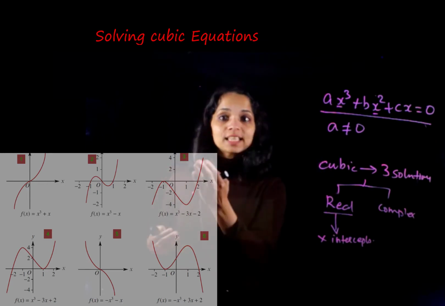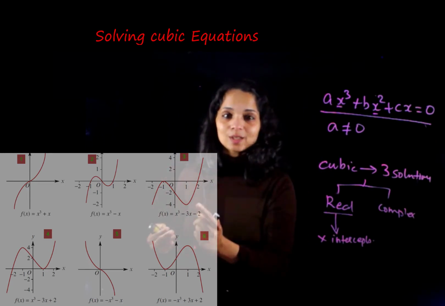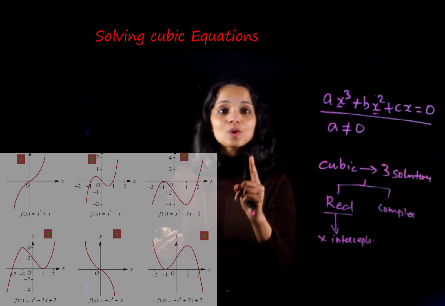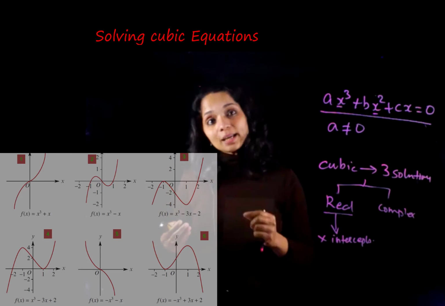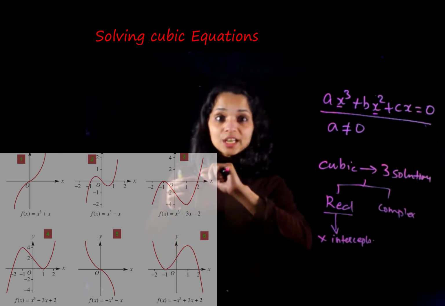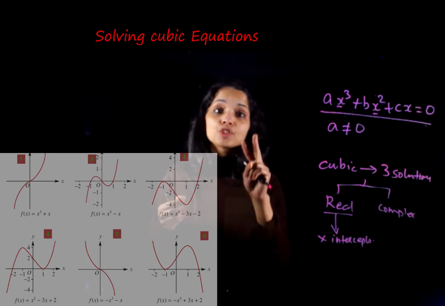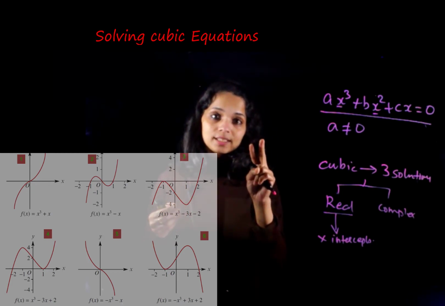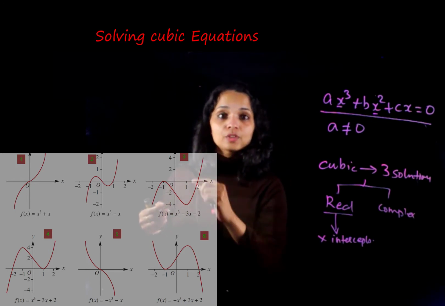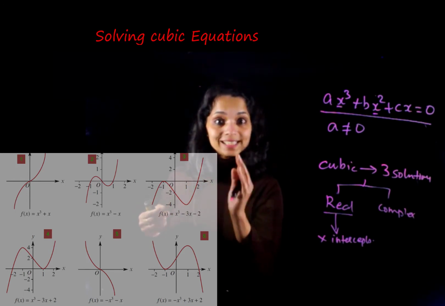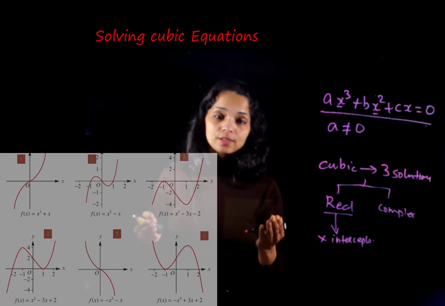Okay, so for example, in graph 1, you can see it cuts the x-axis only once, so that means it has only one real solution. The other 2 are complex solutions. In some cases, if the turning point is sitting on the x-axis, that means it can have 2 same solutions. Okay, so for example, that's what happens in figure 3. The turning point is sitting at x equals minus 1, so that's the 2 solutions of it.